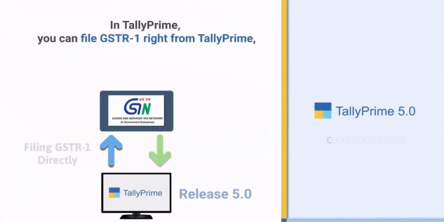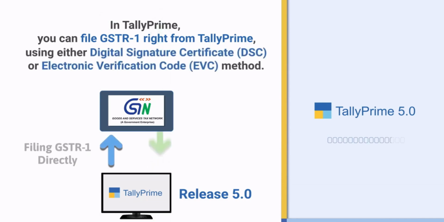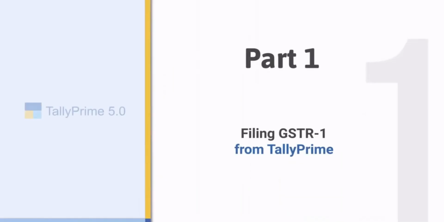TallyPrime Release 5.0 brings in a seamless facility to file GSTR1 without having to go on the GST portal. All you need to do is resolve uncertain transactions and upload all of them on the GST portal from TallyPrime. Thereafter, you can go ahead and file GSTR1 using either digital signature certificate or electronic verification code method. Now, let's file GSTR1.